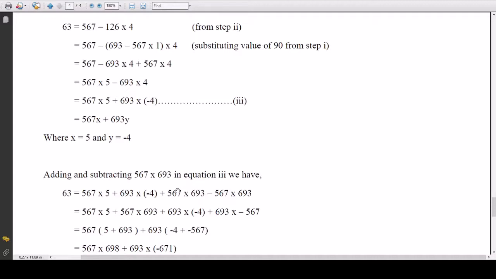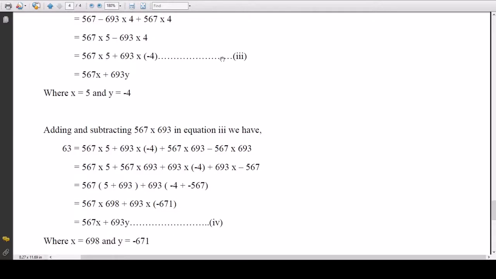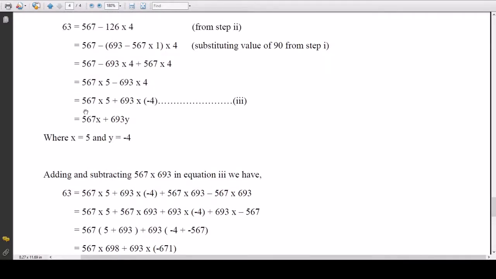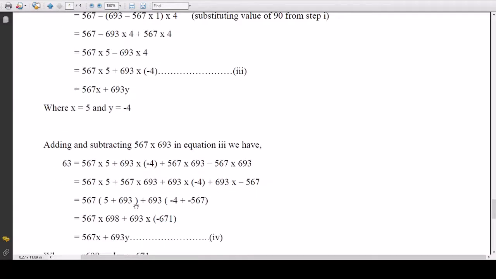We need to simplify it a little bit further so that we can get a linear combination. Then here in step 3, 63 equals 567 multiply 5 plus 693 multiply minus 4. Up to here I've just copied from step 3. Now you add 567 multiply 693, and subtract 567 multiply 693.